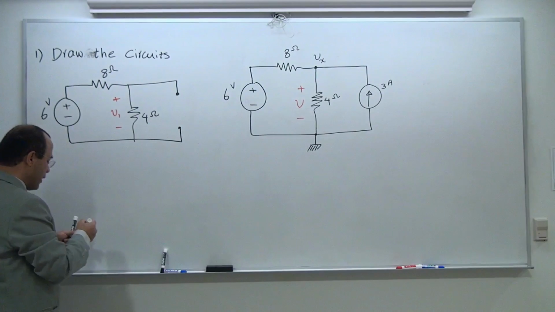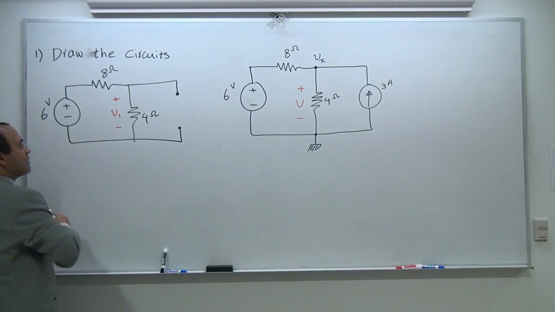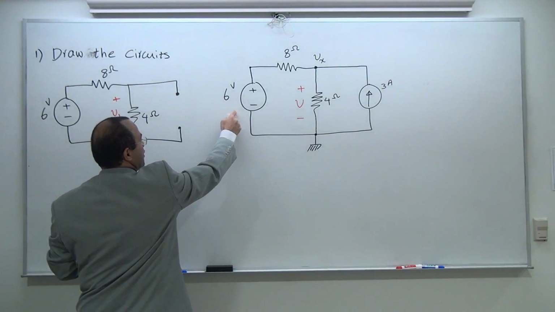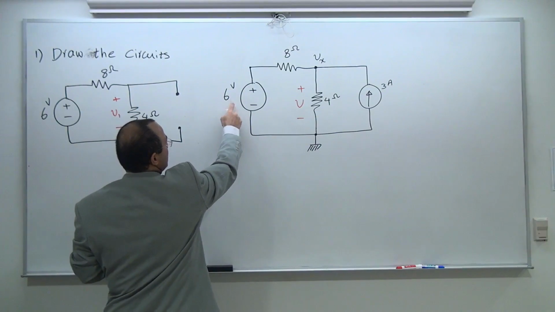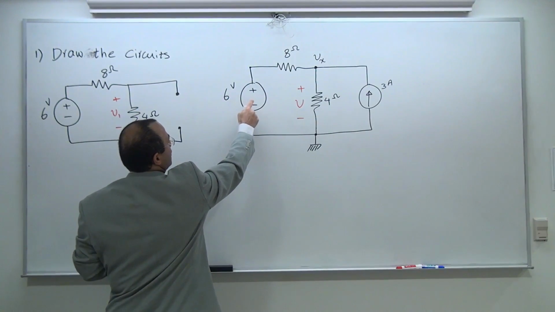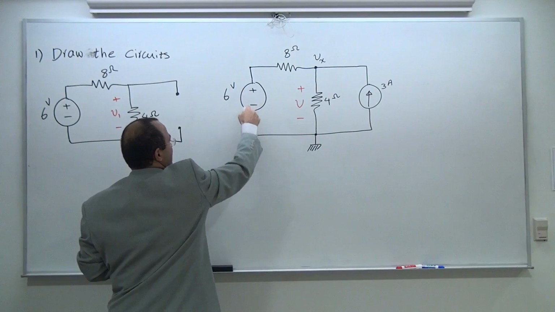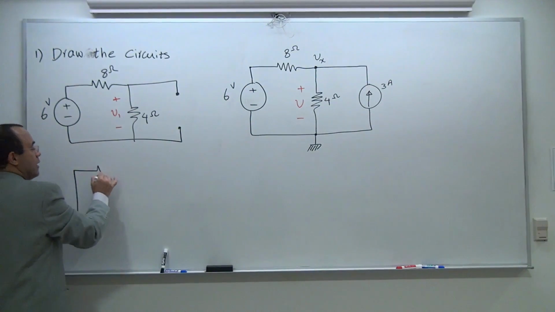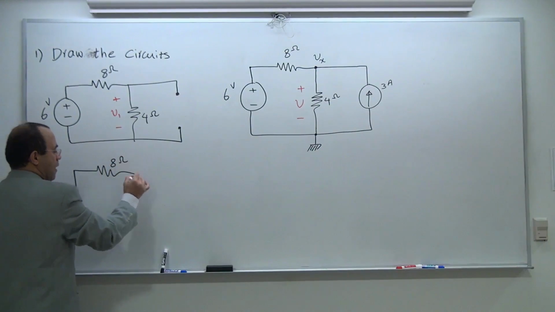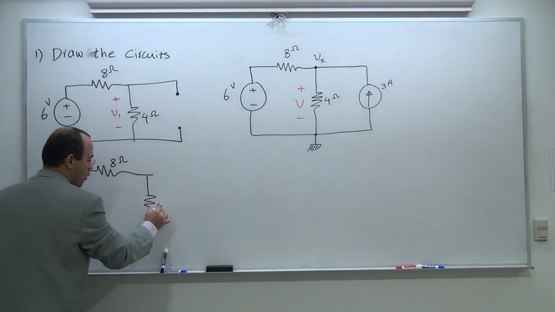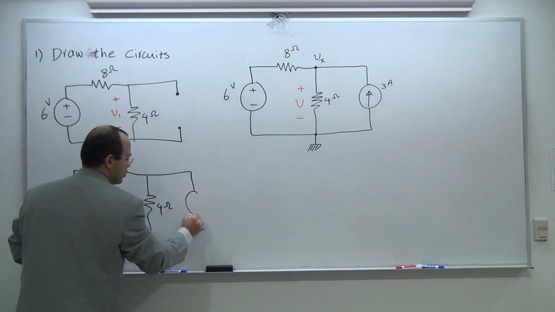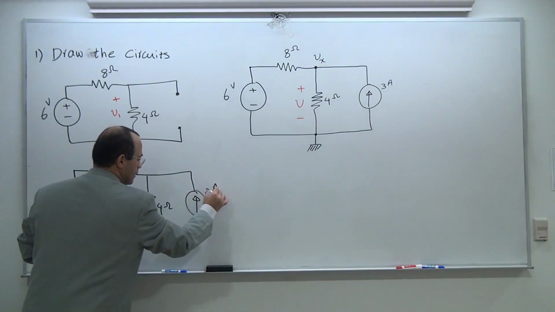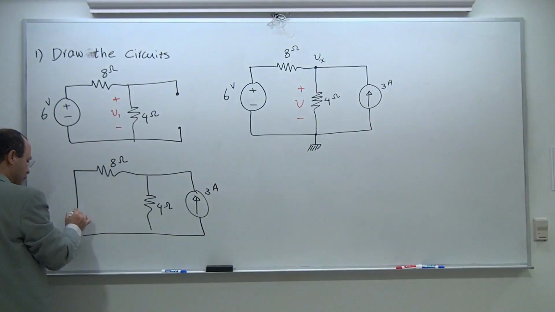You need to actually bring me the second design. The second design says shut down this to 0. When you shut down this to 0, you're going to have a short in this place. So I'm going to say this is my second scenario. It's 8 ohm. This one is going to be 4 ohm. This one is going to be the 3 amp. And it's a short.